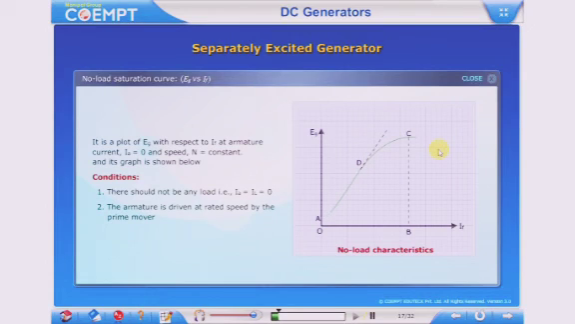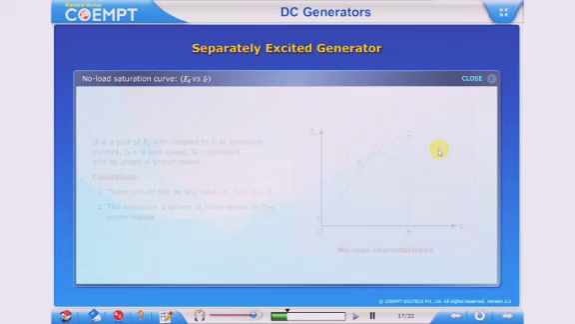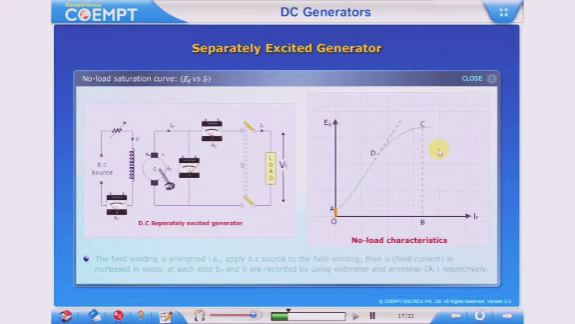The field winding is energized, that is, apply a DC source to the field winding, then field current IF is increased in steps. At each step, EG and IF are recorded by using the voltmeter and ammeter respectively. Field current IF is increased till EA is about 1.1 to 1.25 times the rated voltage VT.